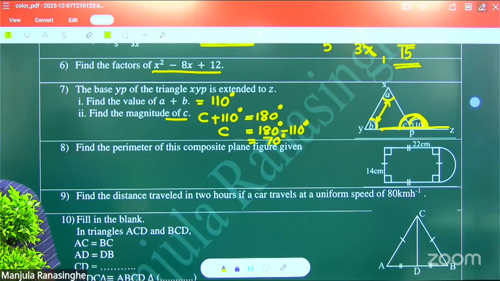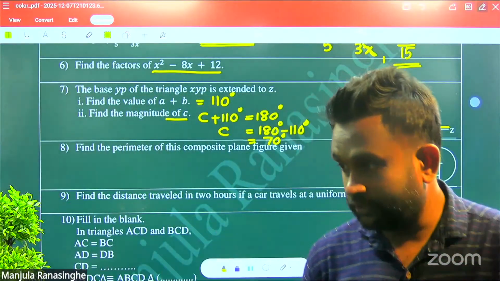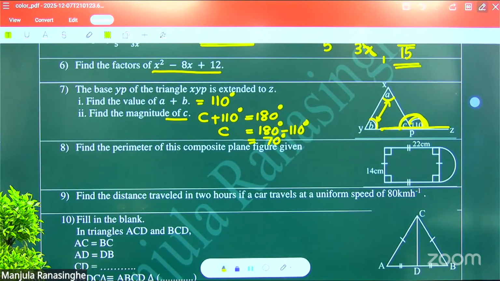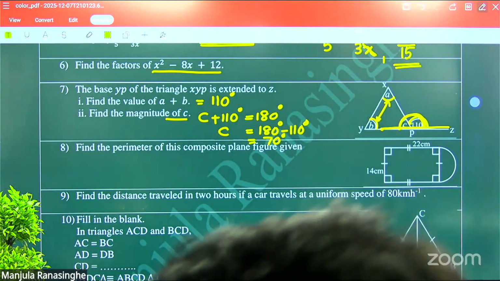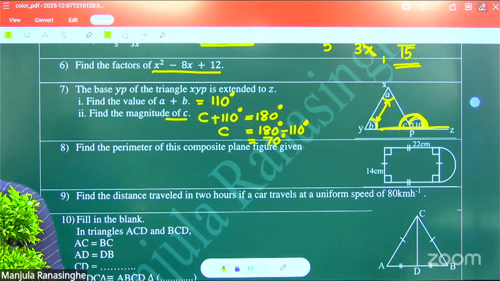Okay, right, that's question number 8. Now take the 8 questions here. Question number 8. Right, now this is the perimeter question.